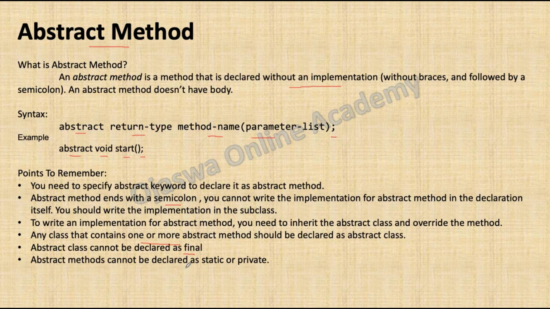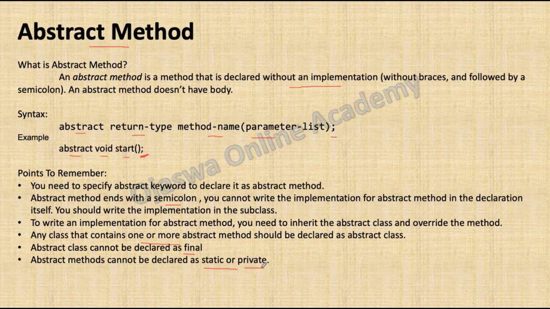Abstract methods cannot be declared as static or private. Now, what are static methods? You don't need an object to invoke a static method. Static methods are invoked without creating an object. So, if somebody tries to invoke an abstract method, a method ending with a semicolon which doesn't have any code for it, this will create an error. This is not a valid thing to do. Hence, abstract methods cannot be declared as static. Static and abstract keywords don't go together.